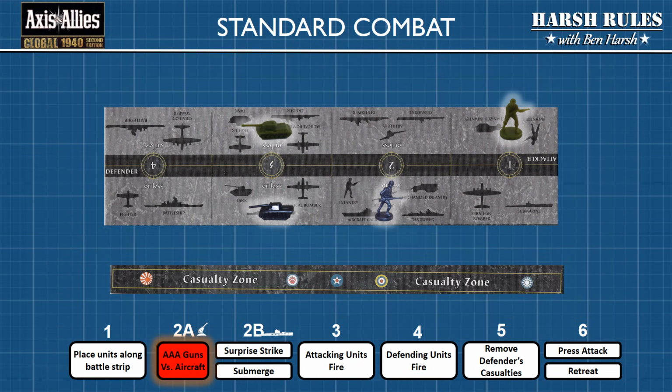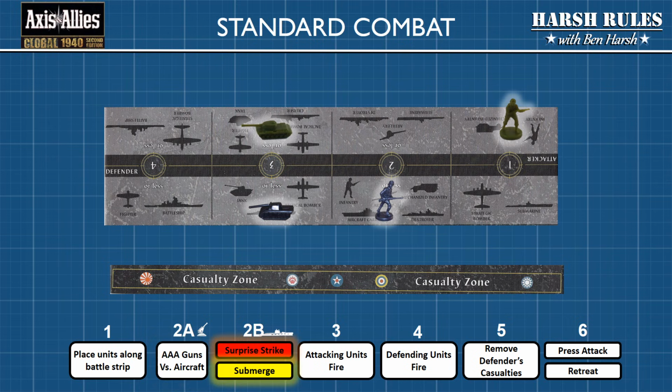The first part, which we will call 2A, occurs if the attacker has aircraft and the defender has AAA guns. Each AAA gun in the conflict can fire at up to 3 aircraft. On a die roll of 1, they score a hit and the aircraft is immediately destroyed. Step 2A only occurs once at the beginning of the battle, then players skip this step for the remainder of the conflict.